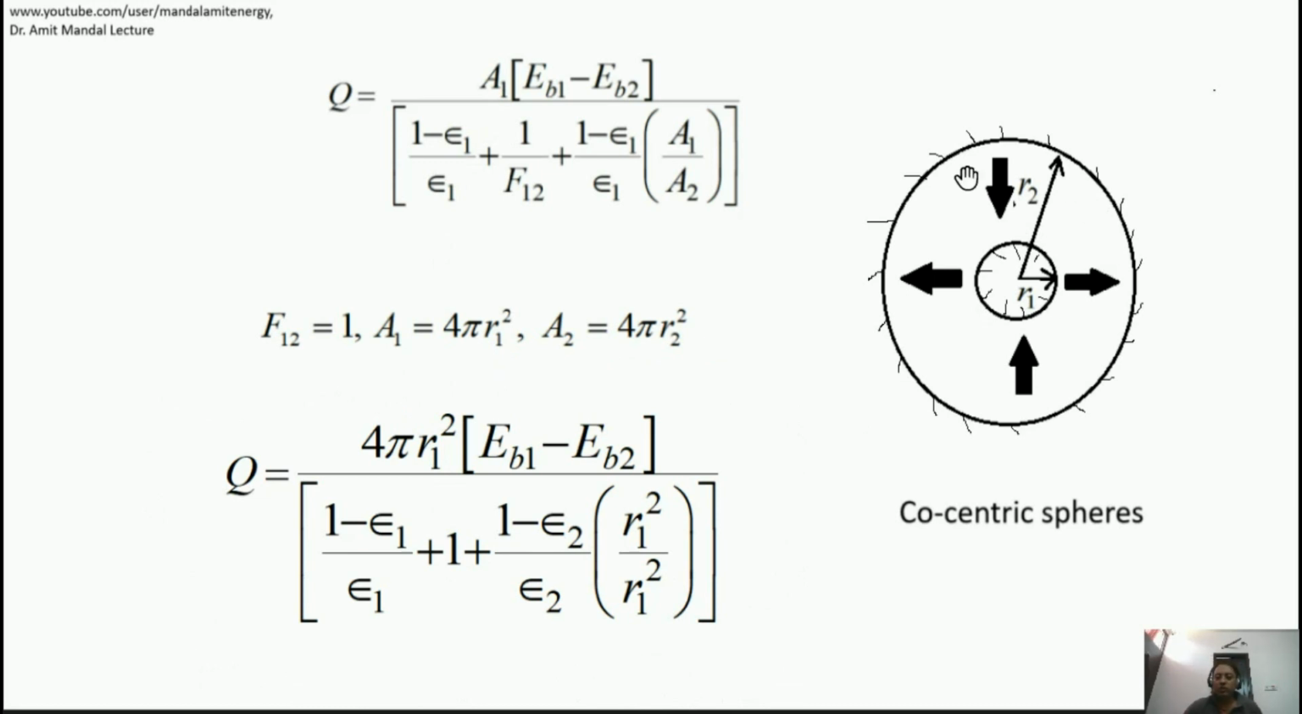I hope by this short lecture you have understood how to apply the heat transfer equation of gray bodies in two surface systems. Thank you.